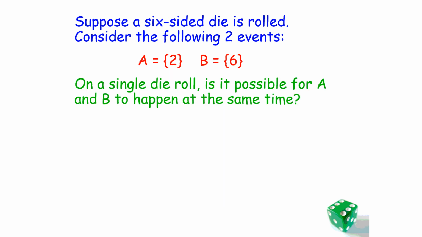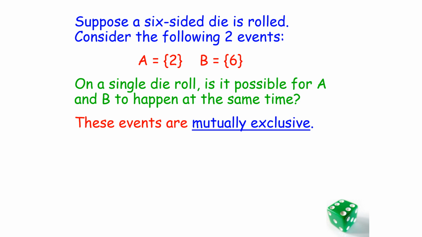Now let's think of something different. Suppose a 6-sided dice is rolled. Consider the following 2 events. The event A, the dice is rolled and it's a 2. Or event B, that the dice is rolled and it's a 6. So on one single roll, is it possible for A and B to happen at the same time? No, because you have to roll the dice and you're either going to get a 2 or you're going to get a 6. These are what we call mutually exclusive.